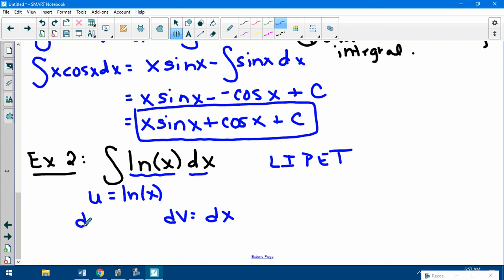Okay, so now find the derivative of u. What's the derivative of ln of x? It'll be 1 over x dx. Antiderivative of dx. Well, think of it as 1 dx. The derivative of what would give you 1? 1x. So that's just x.